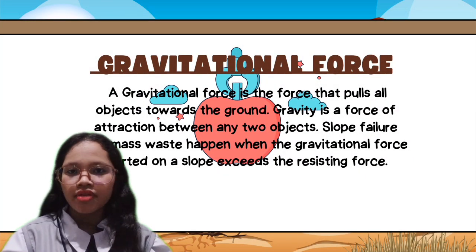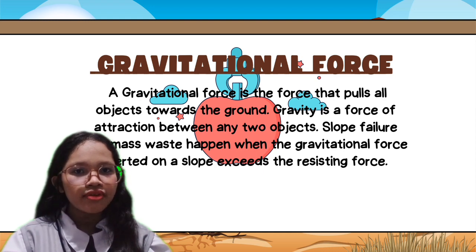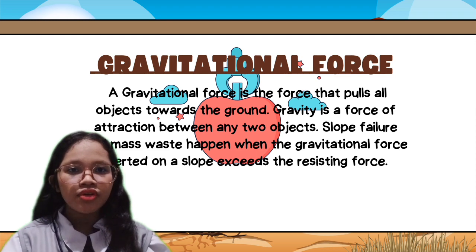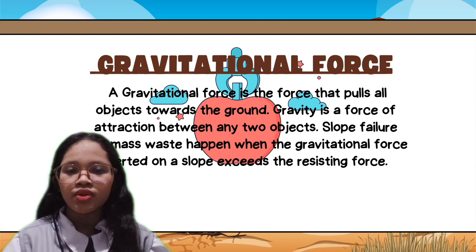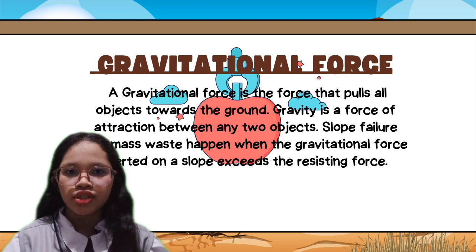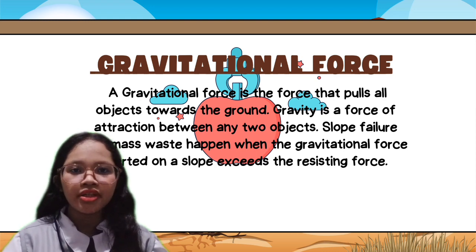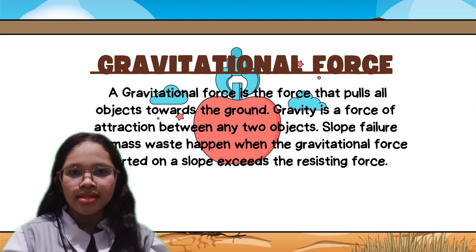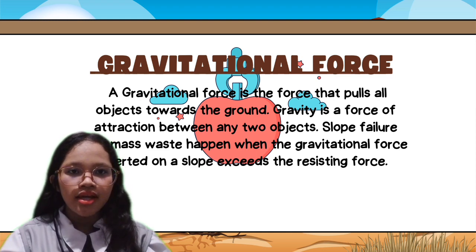Now let's proceed to the gravitational force. A gravitational force is the force that pulls all objects towards the ground. Gravity is a force of attraction between any two objects. Slope failure in mass wasting happens when the gravitational force exerted on a slope exceeds the resisting force. The strength and cohesion of the slope material, the degree of internal grain friction, and any external slope support are among the resisting forces that contribute to slope stability. The combined effect of these elements determines the shear strength of a slope.